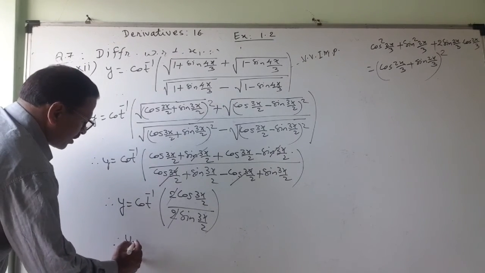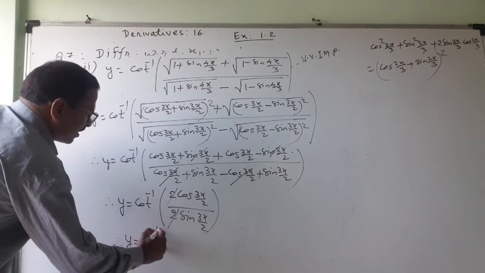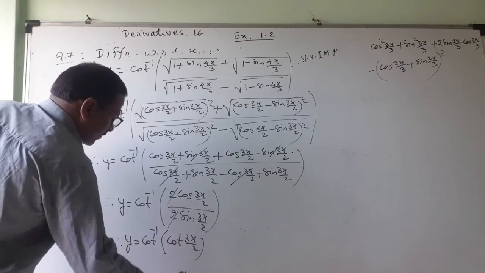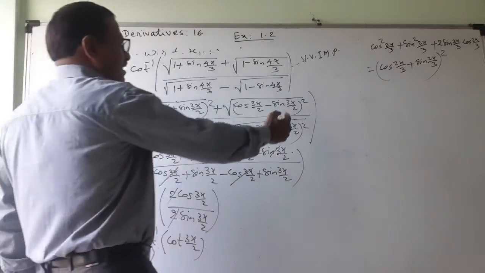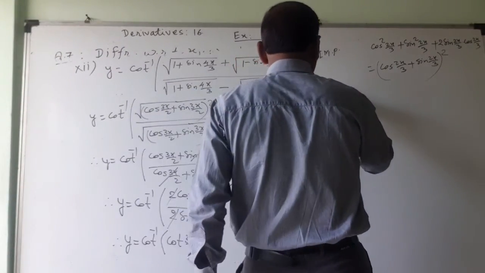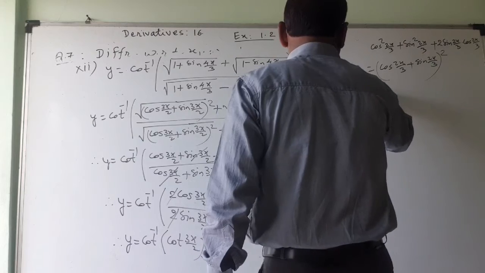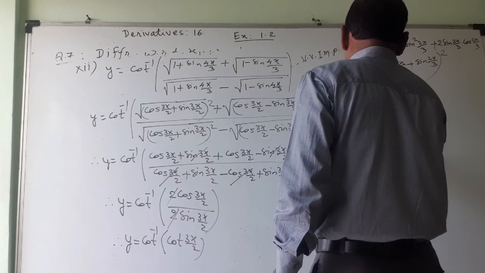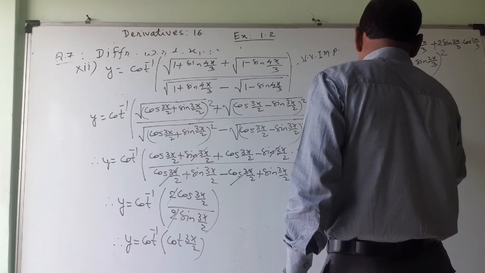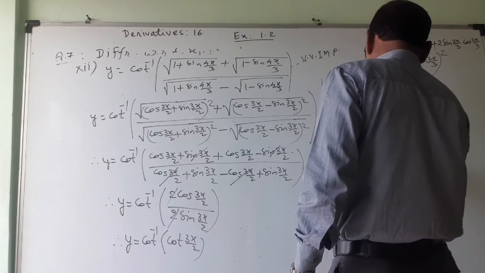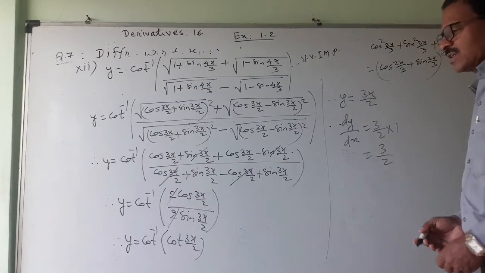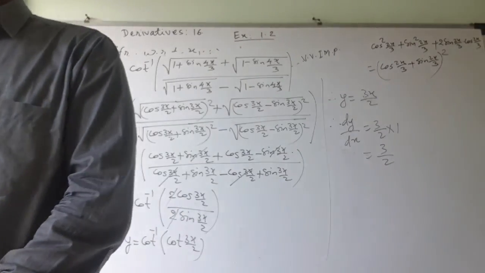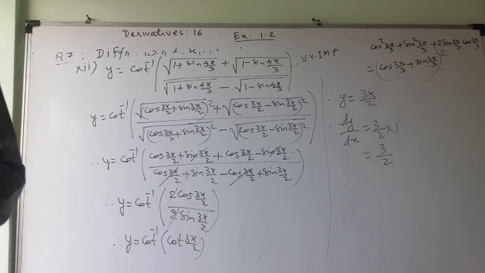Therefore y is equal to cot inverse of, this is cot of 2x upon 3. Cot inverse cot cut. Therefore, y is equal to 2x upon 3. Therefore, dy by dx is equal to 2 by 3 into 1, that is equal to 2 by 3. 1 is the derivative of x. So, this way, mathematics is simple, only certain basic understanding is essential.